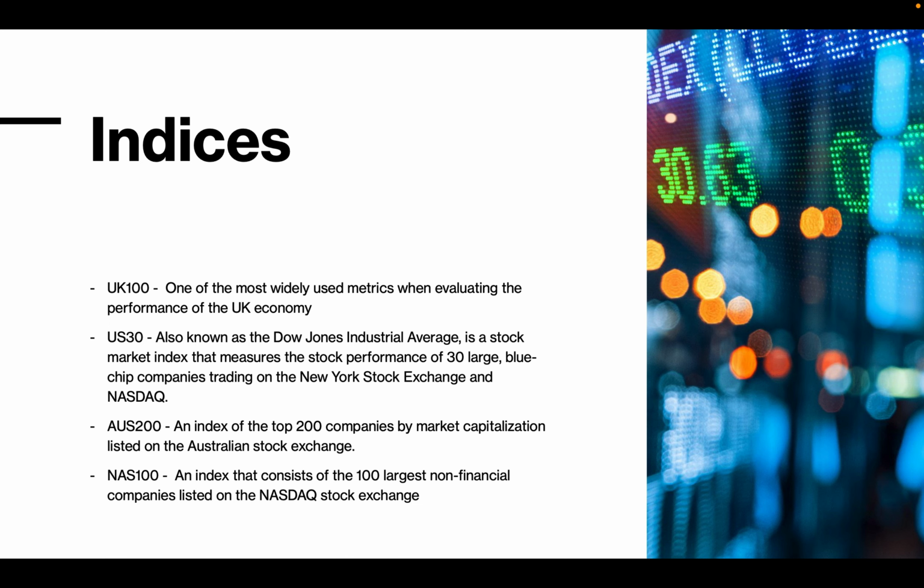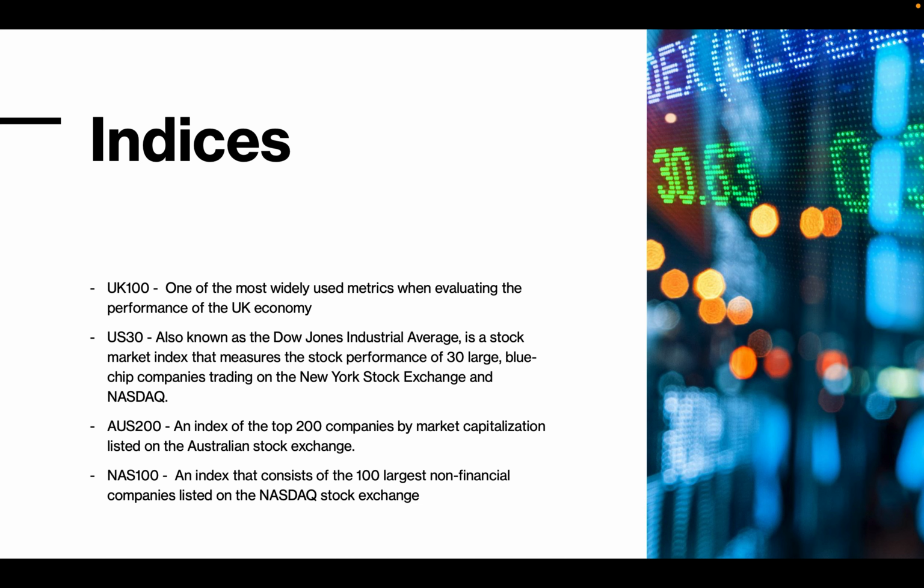You could trade the UK 100, and the UK 100 is one of the most widely used metrics when evaluating the performance of the UK economy. You can even trade US 30, and US 30 is also known as the Dow Jones Average. It is a stock market index that measures the stock performance of 30 large blue chip companies trading on the New York Stock Exchange and the NASDAQ.